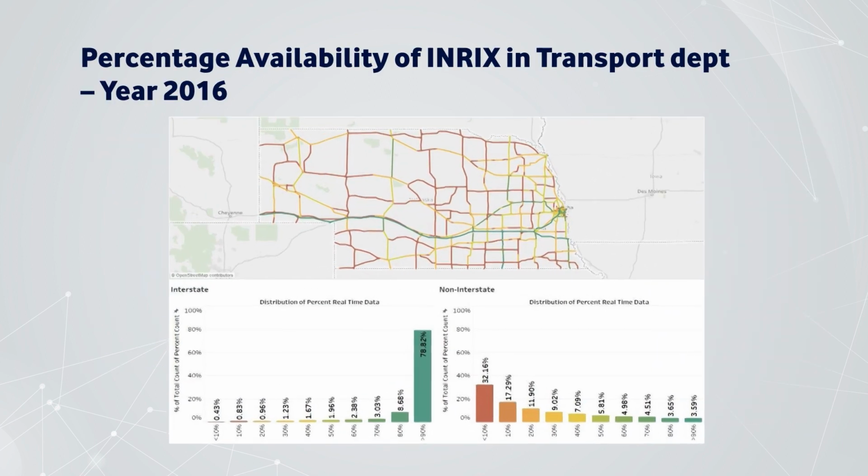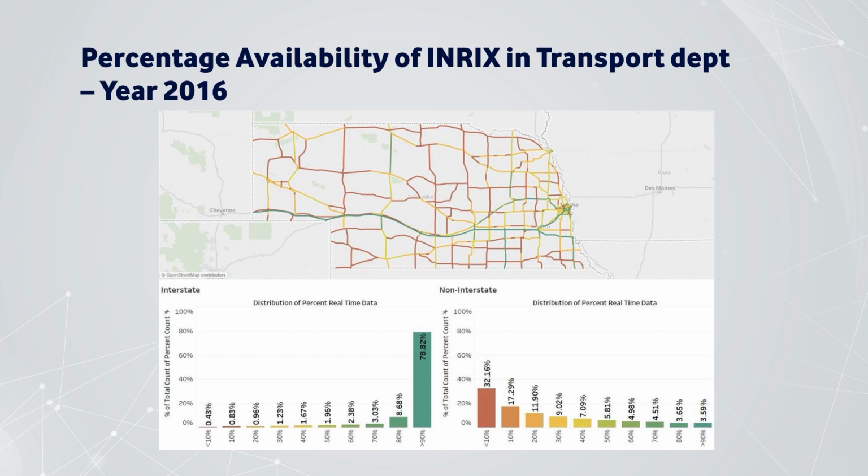So if you look at the graph here now, this shows the percentage-wise availability of INRIX in the transportation department for the year 2016. Now you can see that this is the state of Nebraska, and you can see different color combinations here. You have yellow lines, red lines, and also a green line, right? The green line signifies the real-time data in this.